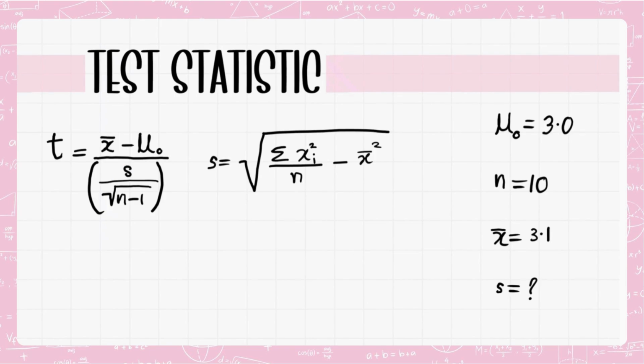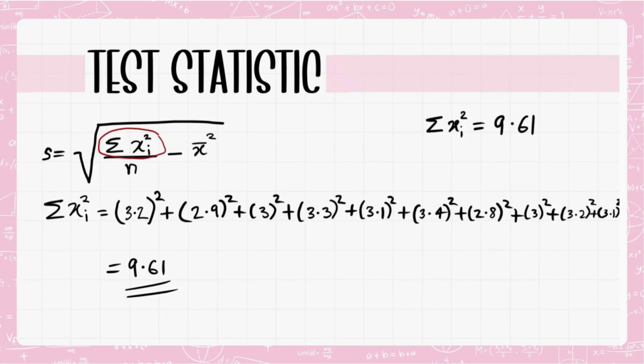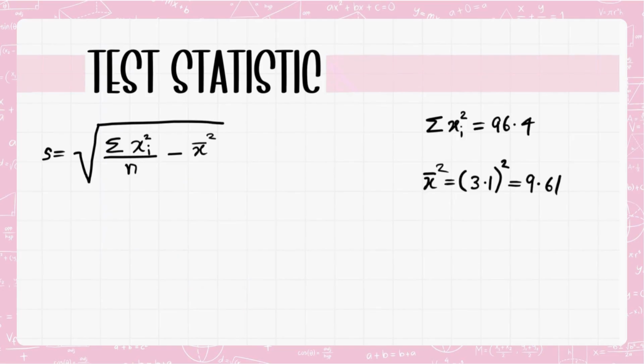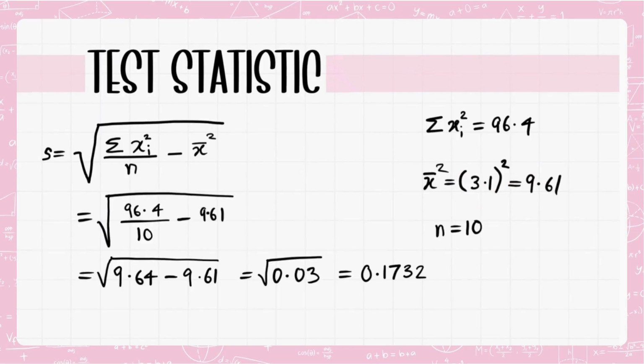So this is the formula to find S. So first let's find sigma xi to the power 2. Here you just have to find the square of each of your observations and then add them. Here you'll get 96.4. So now that we have that, the next thing we need to find is x bar square. So we already know what x bar is. We found that previously. So just square it and you get 9.61. So now we just need to substitute these values into this. I would suggest that you just directly do this in your calculator. It will give you more accurate decimal values.